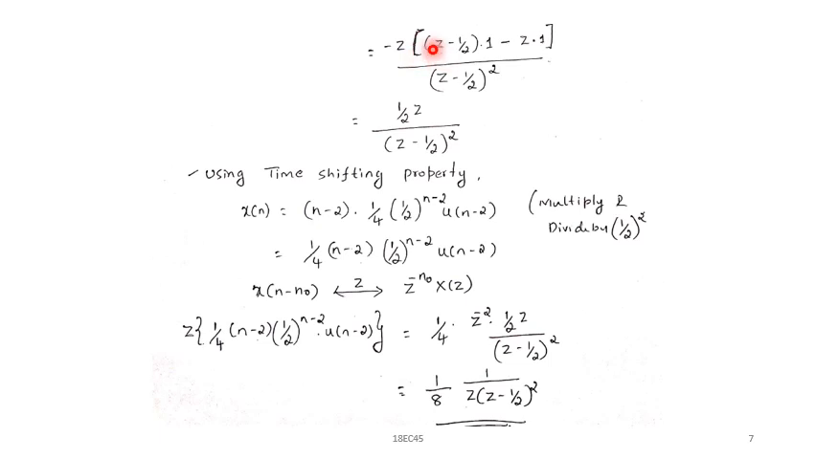Now for differentiation of this term, I'll use the quotient rule, that is differentiation of u by v, given by v into differentiation of u minus u into differentiation of v, divided by v square. So minus z into v, that is z minus 1 by 2 into 1, that is differentiation of z, minus u, that is z, into differentiation of z minus 1 by 2. What is the differentiation of z minus 1 by 2? It is again 1. The denominator v square is z minus 1 by 2 whole square. Now after simplification, the z cancels, and we get 1 by 2 z. The minus 1 by 2 here, multiplied with minus z, gives 1 by 2 z. So the result is 1 by 2 z divided by z minus 1 by 2 to the power 2.